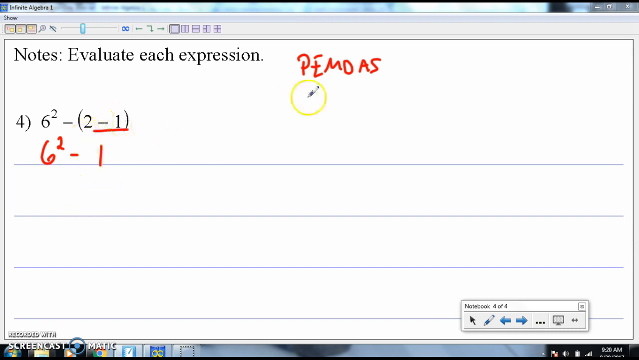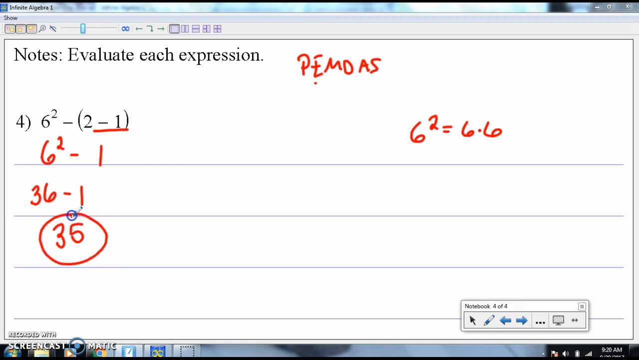Okay, so we did our parentheses. Next up here is exponents. So if we have exponents, 6 squared means that we are going to do 6 times 6. Well, 6 times 6 is 36. Once we've done that 36, or gotten that 36, we're going to go ahead and subtract. So 36 minus 1 is 35, and that is your final answer.